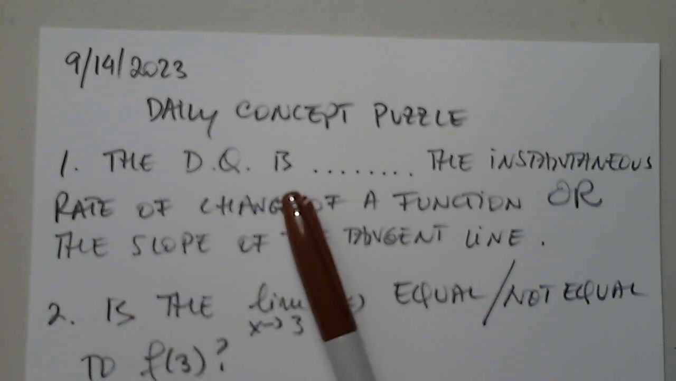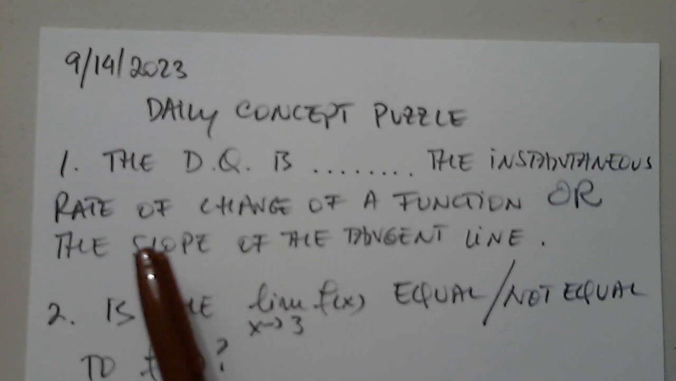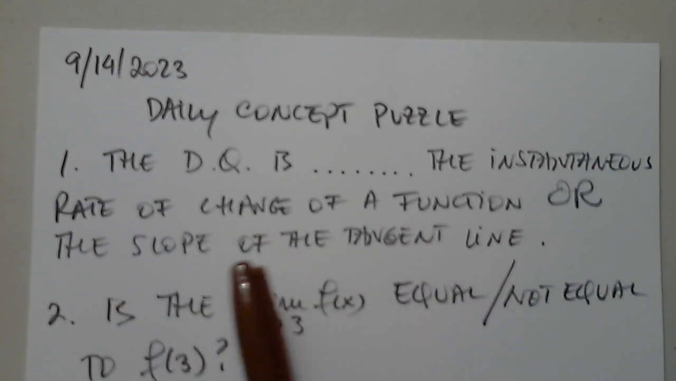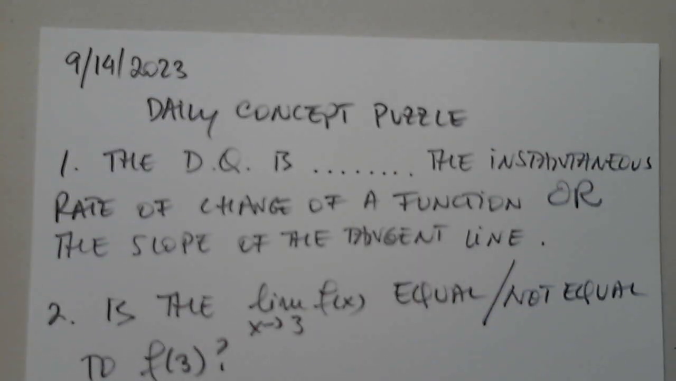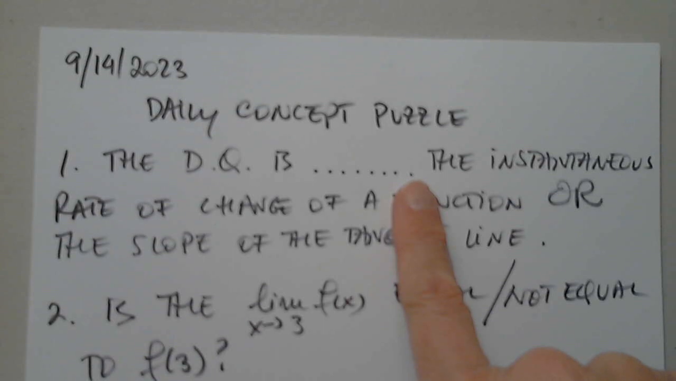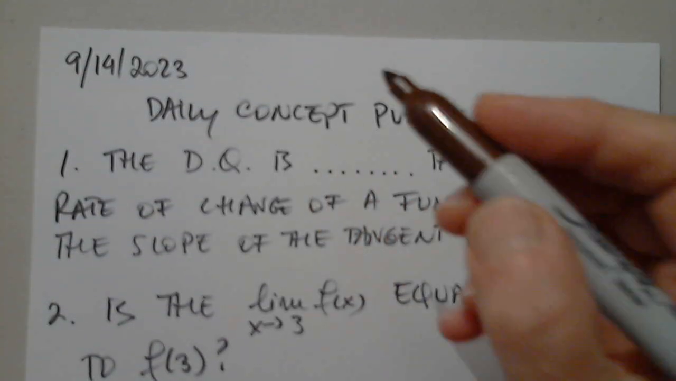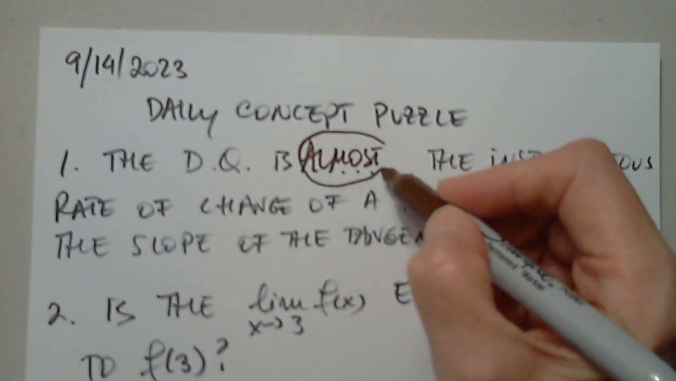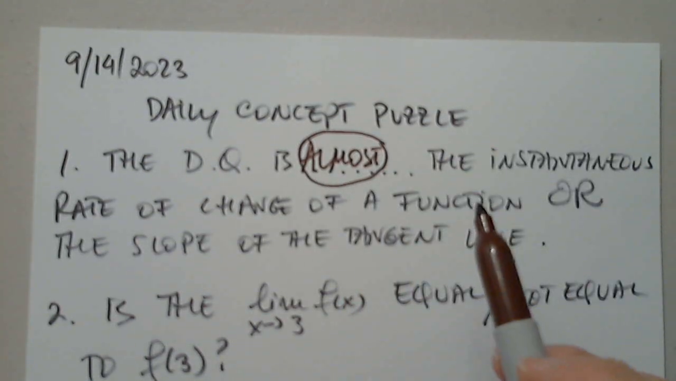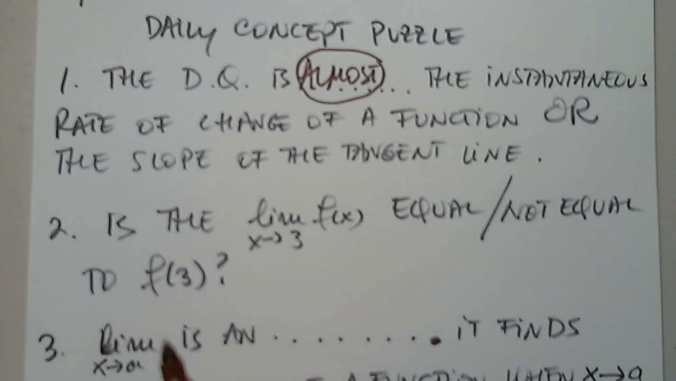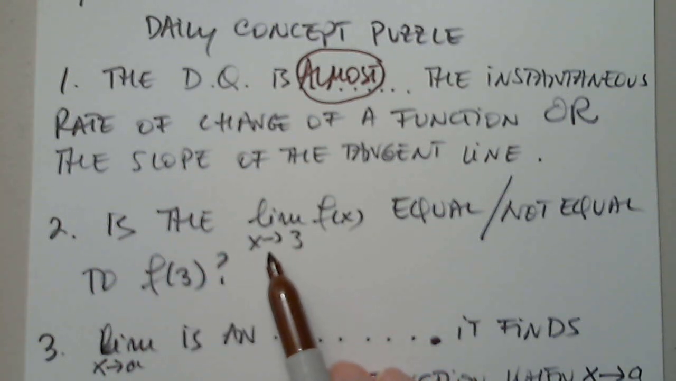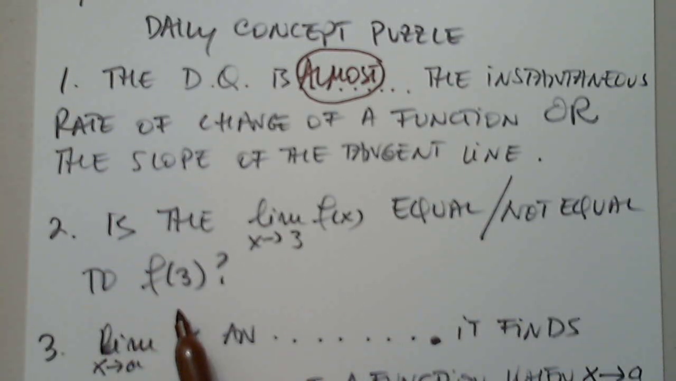The difference quotient is the instantaneous rate of change of a function or the slope of the tangent line. What am I missing here? The difference quotient is? Almost. Thank you very much. Very good. It's not exactly. You will see when it is exactly, but right now it's just almost. We don't have all the information. Perfect. Thank you. Is the limit of f of x as x approaches 3 from either side equal or not equal to f of 3?